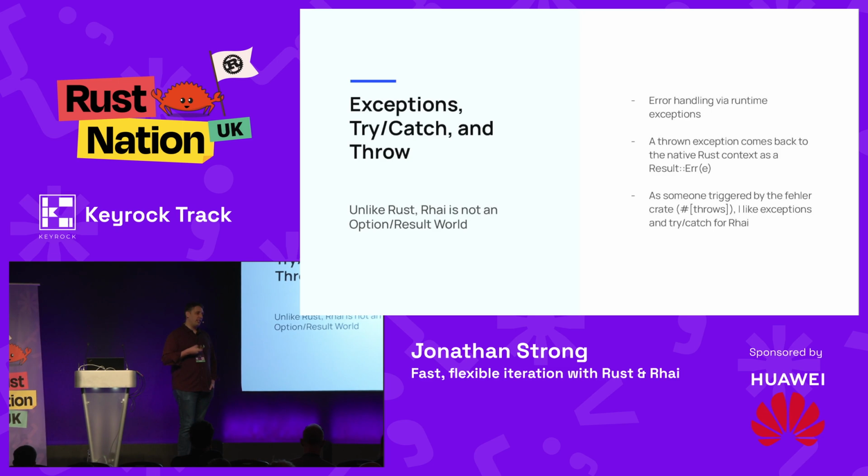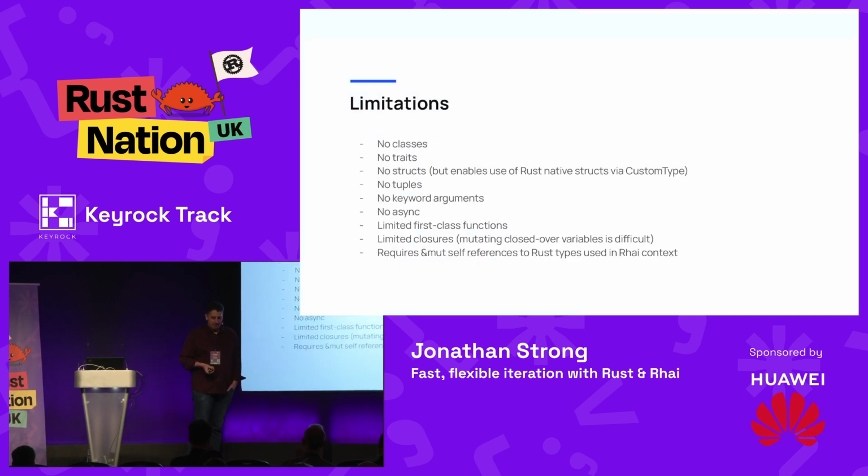So it's a very nice way to provide a little bit of context where you don't need to write super solid, cover-all-your-bases code like you would in Rust. A few limitations worth mentioning about Rhai as a language: no classes, no traits, no structs, although you can define that custom type interface, so you have the ability to interact with Rust structs. No tuples, keyword arguments, no async. There's no paradigm for having concurrent blocking code in Rhai.